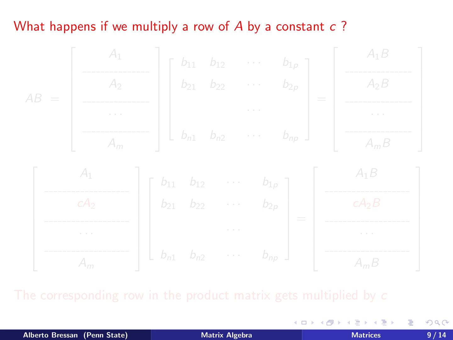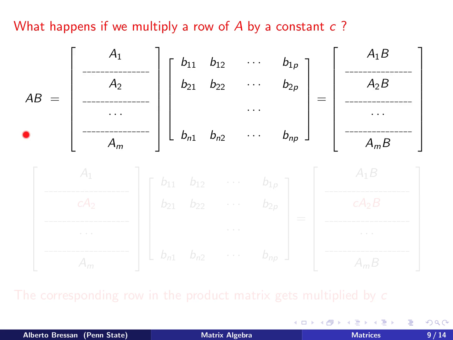Okay, so the previous observation has some applications. For example, let's ask the question: if I have the A matrix and I multiply one row of A by a constant C, what happens to the product A times B? Let's look at it. We compute A times B by taking row vectors out of A, forming A1 times B, A2 times B, and then assembling them into a matrix.